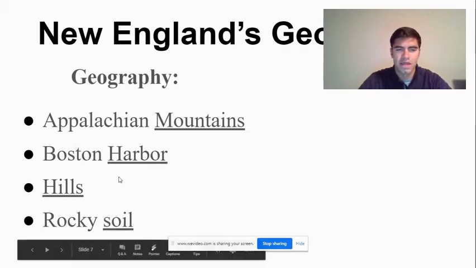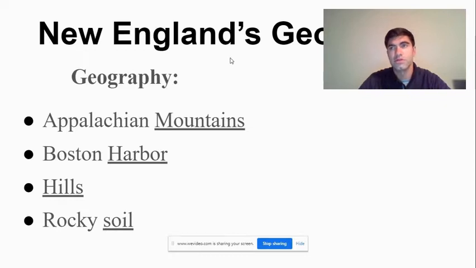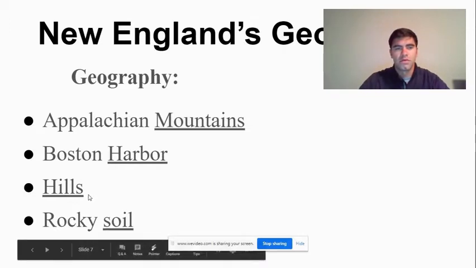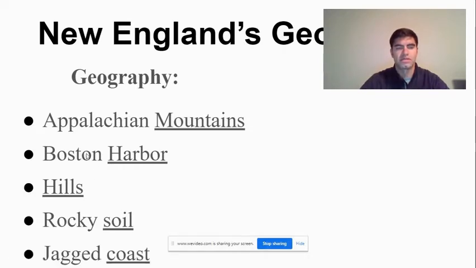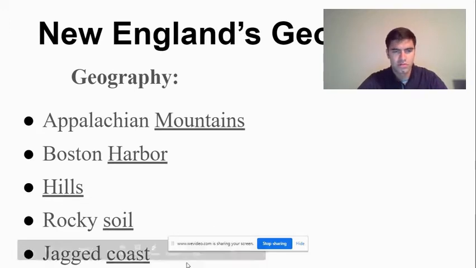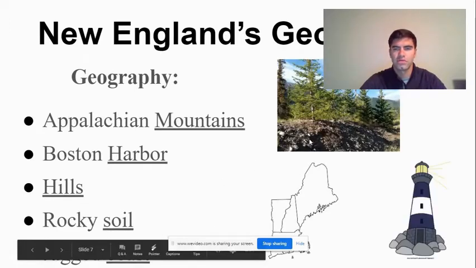So it has a lot of grassy hills as well, and the soil in the New England region, although there are some very fertile areas in the New England region, a lot of it contains rocky soil. That's not exactly great for growing crops, especially along the coast of New England, which is why historically the New England region has specialized in fishing. And it's got a very jagged coast. So think of a very rocky coast.